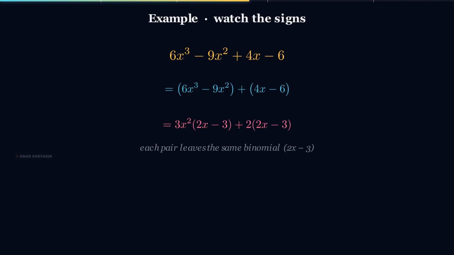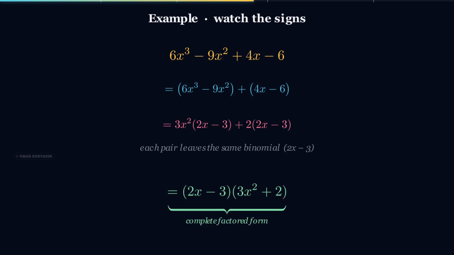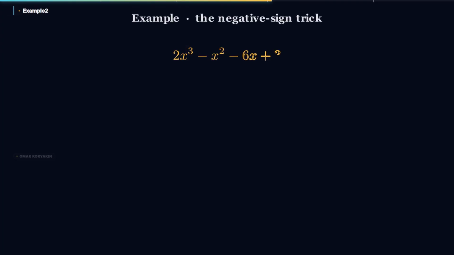Both pairs left the binomial 2x minus 3. Pull out the shared binomial. The polynomial equals 2x minus 3 times the quantity 3x squared plus 2. The factorization is complete in 3 lines of work, and you can verify by multiplying back out and recovering the original four terms.